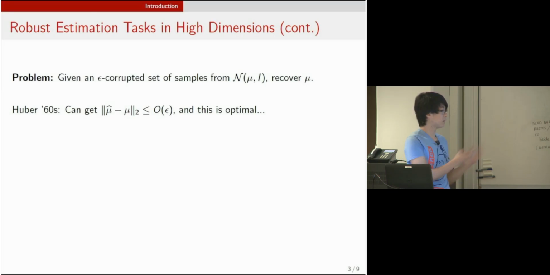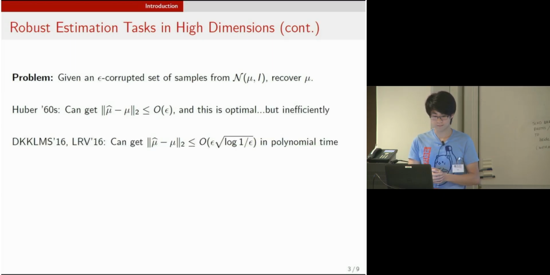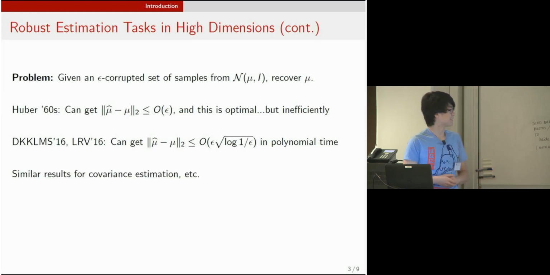And despite how fundamental this problem was, it wasn't known how to do this efficiently until very recently, where myself and others, and a concurrent work of Lai, Rao, and Vempala, at the same time created polynomial time estimators which got error O of epsilon root log 1 over epsilon, so almost optimal. And in follow-up work, we actually got O of epsilon. I'm lying a little bit; Lai, Rao, and Vempala got a slightly different rate. And we also got similar rates for other things such as covariance estimation and so forth.